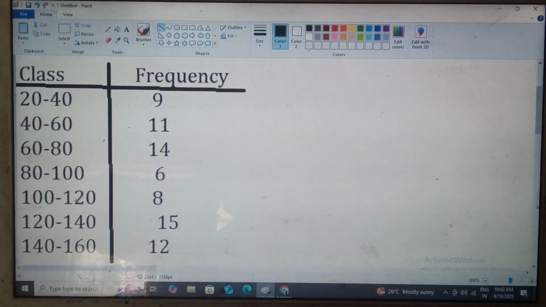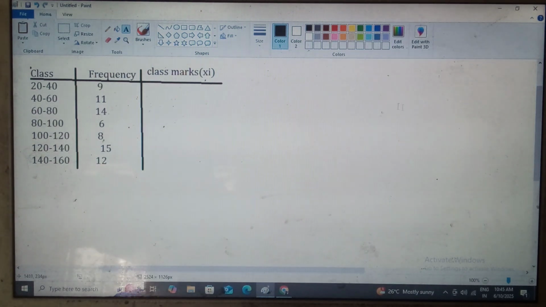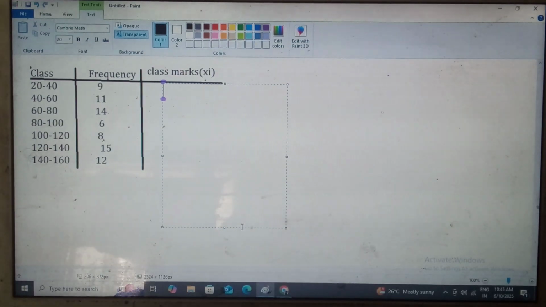In the assumed mean method, we assume a certain value to be the mean. Now we consider class marks. Class mark is the mid value of the class interval. So it is 20 plus 40 over 2. That will be 60 over 2, and you are going to get 30. So 30 will be the first class mark.